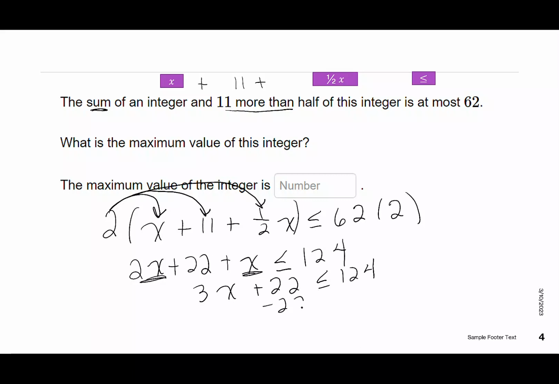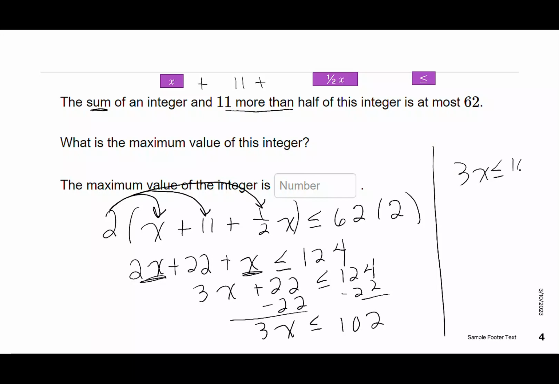I'm going to subtract 22 from both sides, which says 3x is less than or equal to 102. Now that 3x is less than or equal to 102, I divide by 3. I have x less than or equal to, 3 goes into 10 3 times. That leaves me with a 12. 3 goes into 12 4 times. So my answer, x is less than or equal to 34.